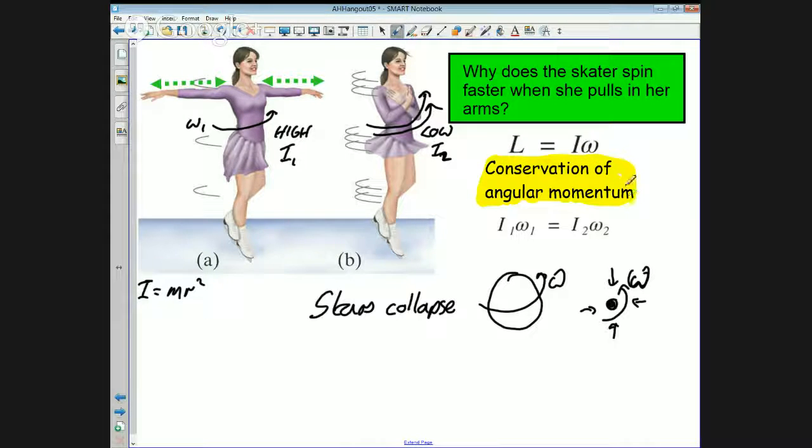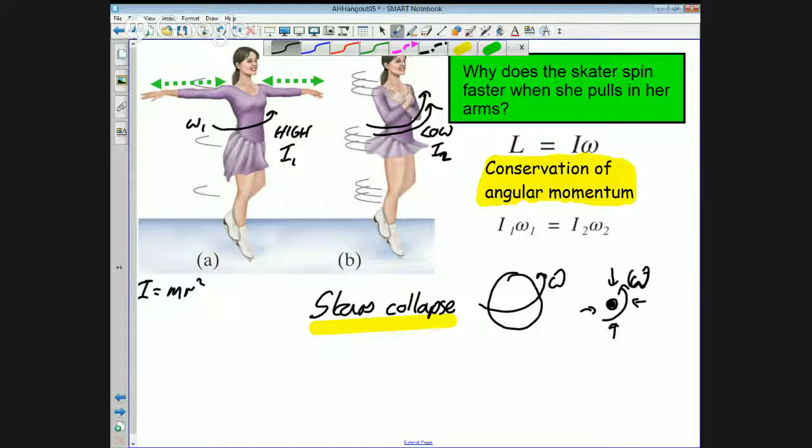So that can explain how skaters go faster, how divers go faster when they curl in together, and even astronomy, where we have stars collapsing. It means they will in fact rotate faster. So it's a fascinating topic, that. It's all down to conservation of angular momentum.